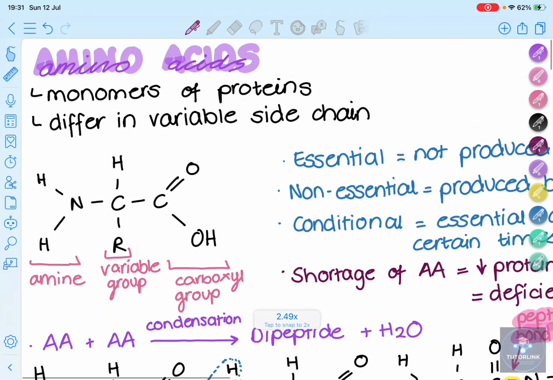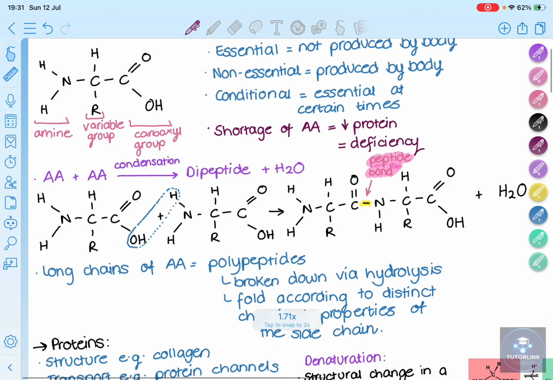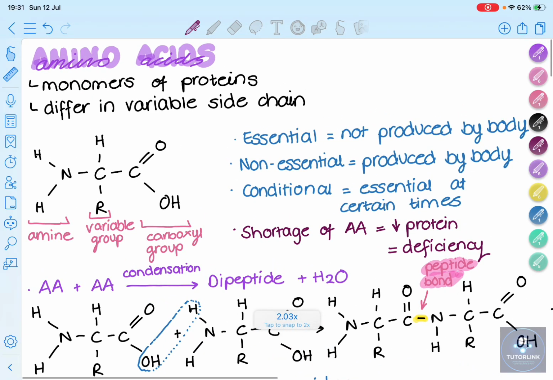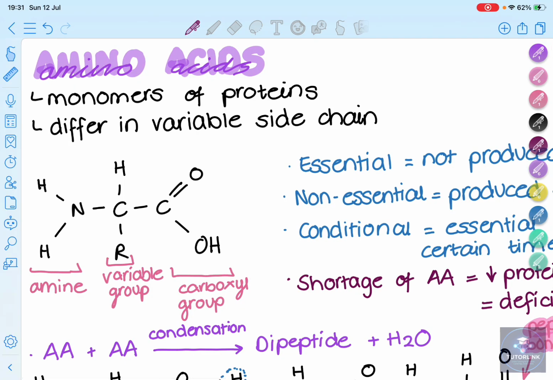Okay, so today we're going to talk about amino acids, and we're going to talk about the different things to do with amino acids. So this is suitable for high school students in IB, IGCSE, and just high school biology in general. So starting off, what are amino acids?